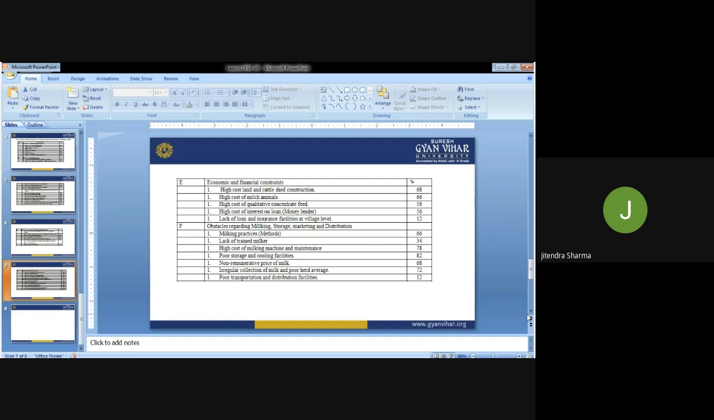High cost of milking machine and maintenance. Yes, most of the farmers, 82%, showed that not only is the cost high, but the maintenance is also very high. For maintaining these machines, they require specific engineers and mechanics, who are available at a very costly price. So that's why they are generally following manual milking.